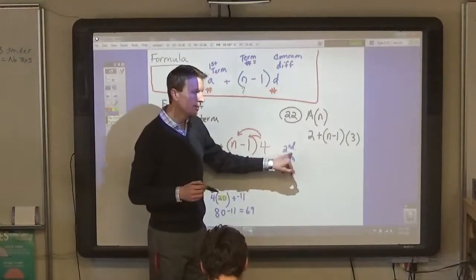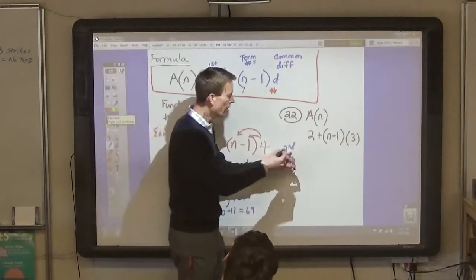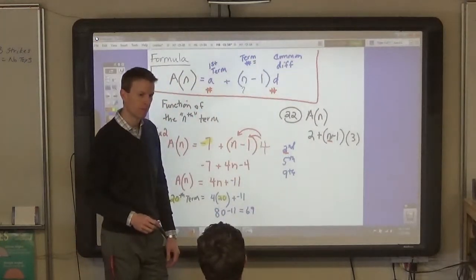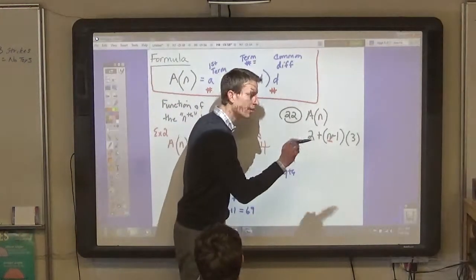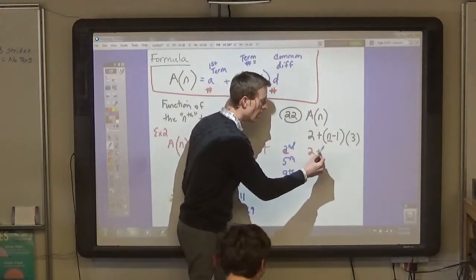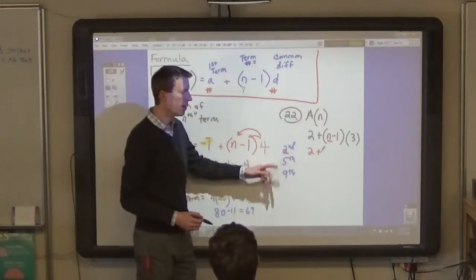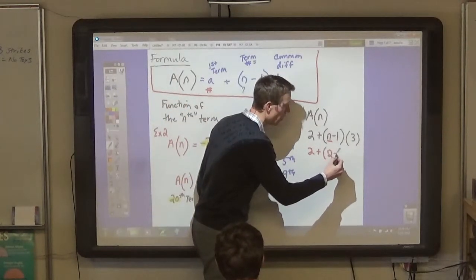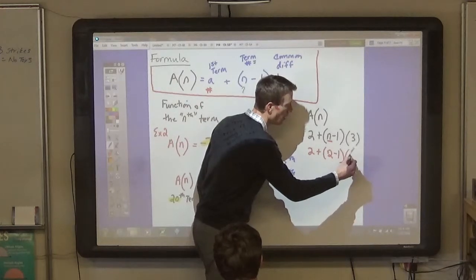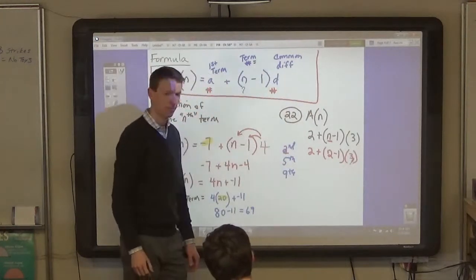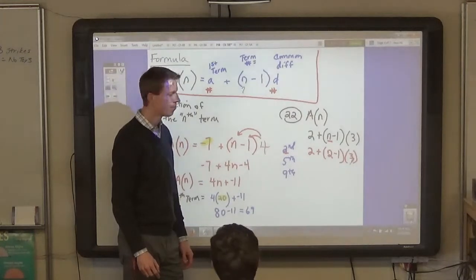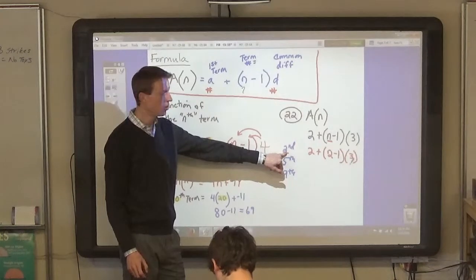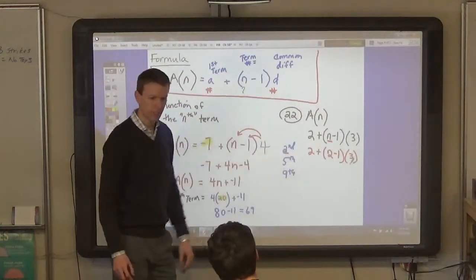So, how would you find the second term? You put the number 2 in for n and solve it. Just wait. 2 plus, then what would you write? Parentheses, 2 minus 1, parentheses, times 3. Okay? So we're doing this. What is the second term using this formula when you solve this?